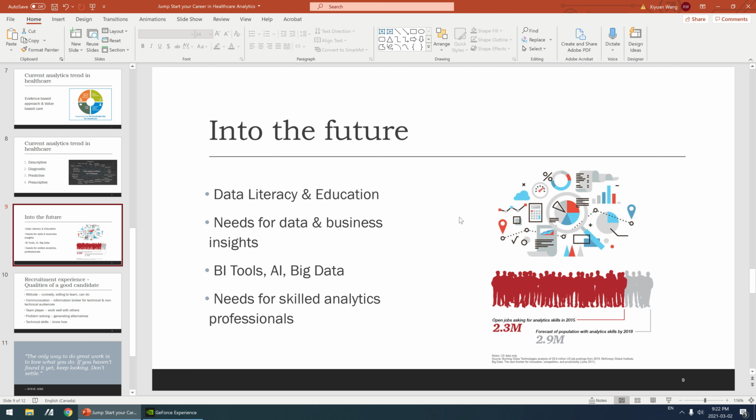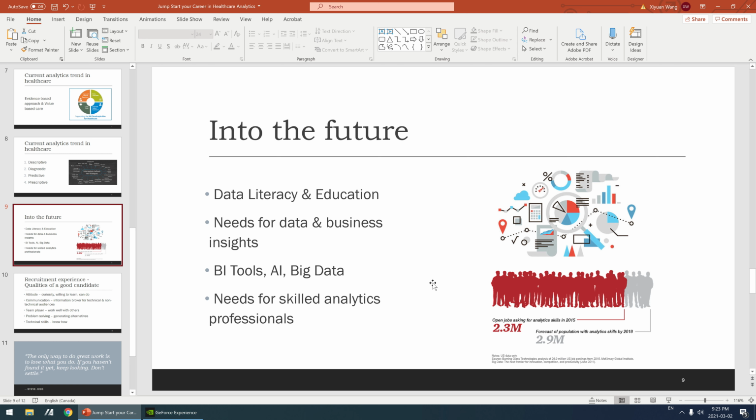With that being said, in this context, the need for data and business insights will grow over time. And the use of BI tools for big data, machine learning, and AI technologies will come through in that period as well. And with all of those, the data need, business insight, and the tools, in the end, we still need skilled analytic professionals in this field.